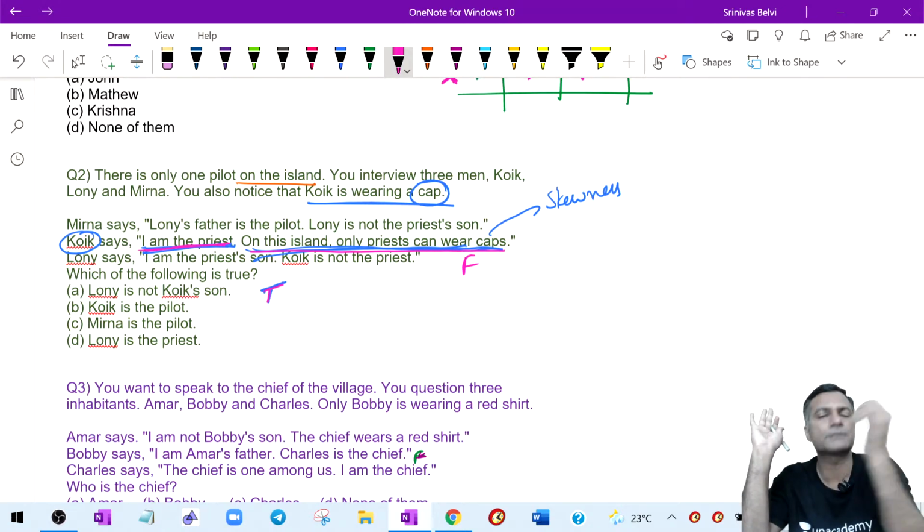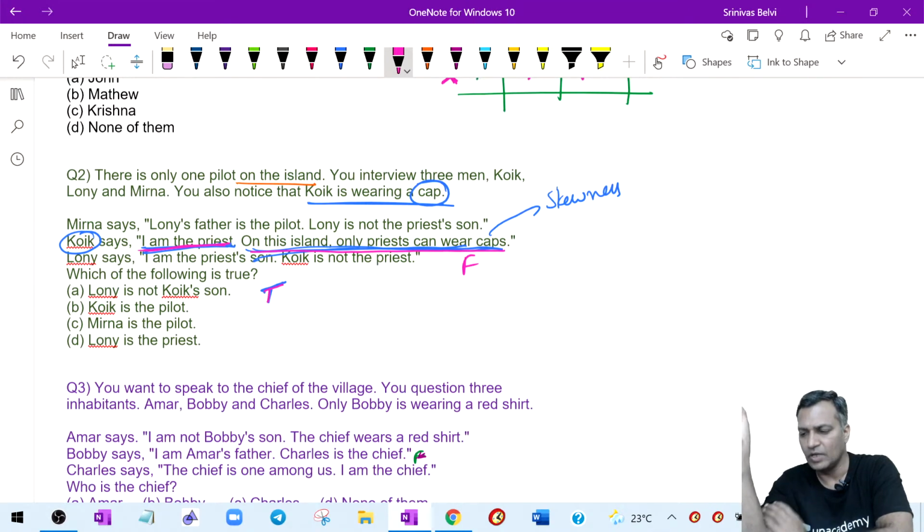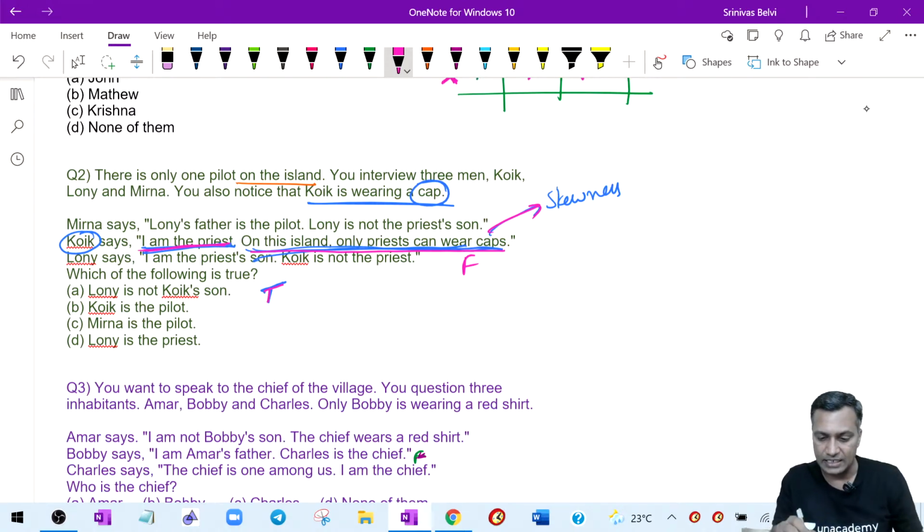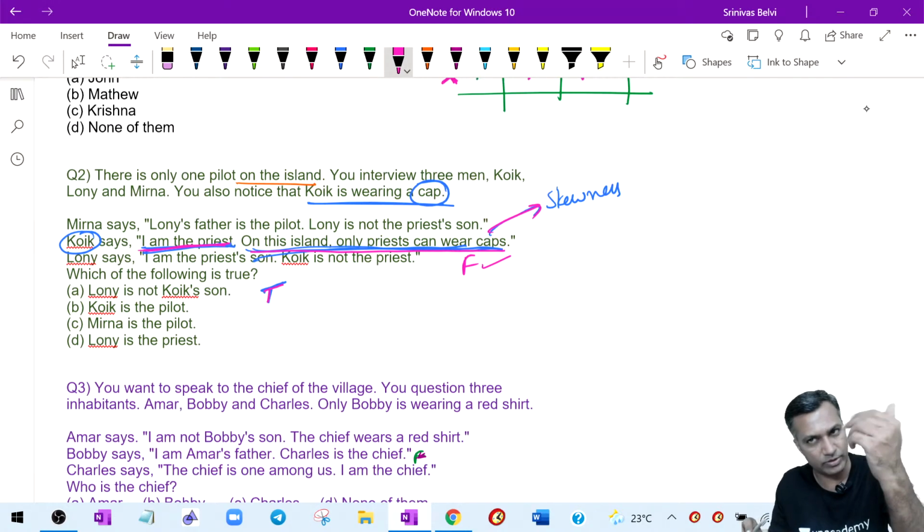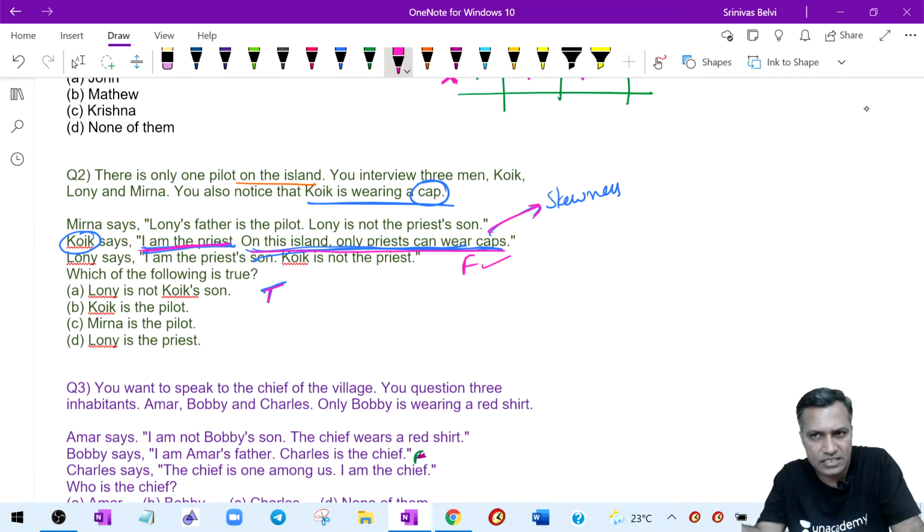Guys, did you understand this? I looked at my skewness statement. I assumed it to be right. And I started analyzing. If this is right, then the second statement is also becoming true. But both cannot be true. Koik cannot make two statements right. Therefore, I said that the second statement has to be false. Anybody can wear a hat there. As simple as that. But Koik is a priest. Koik is a priest. Are you with me?